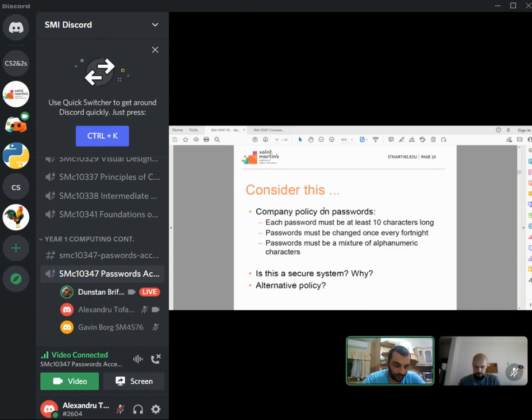Now, have a look at this. Okay, so here we've got a company policy. So suppose we've got a company policy in terms of passwords, and this company decided to set these three rules, right? So each password must be at least 10 characters long. Passwords need to be changed every fortnight, every 2 weeks, and passwords must be a mixture of alphanumeric characters. Alright?